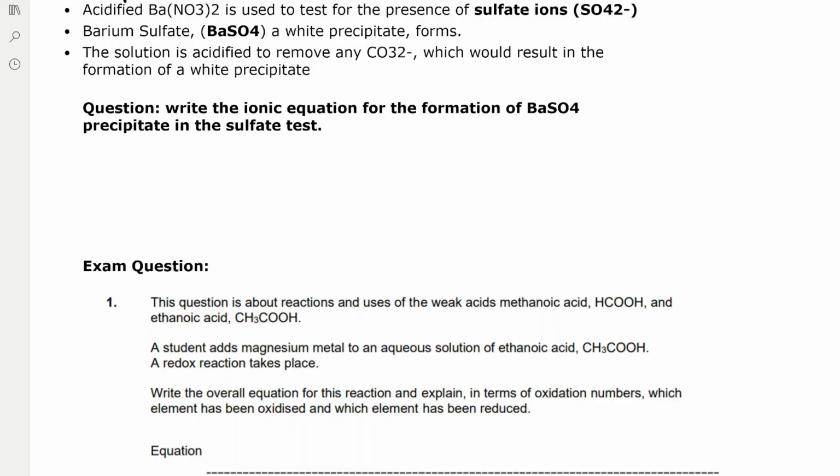So we've got a question. Write the ionic equation for the formation of barium sulfate precipitate in the sulfate test. In this ionic equation, we're forming barium sulfate from barium nitrate, which is made up of barium 2+ and NO3- ions. We're reacting it with a sulfate, which has SO4 2- ions. So we need to identify all of our spectator ions and remove them.